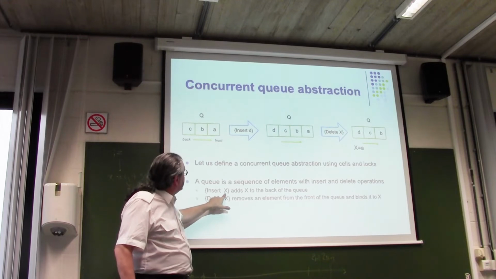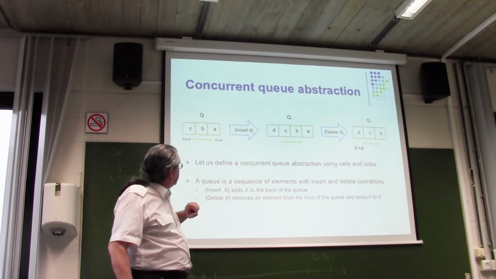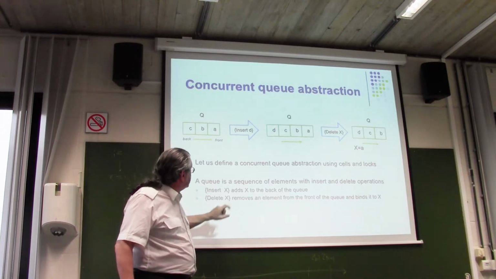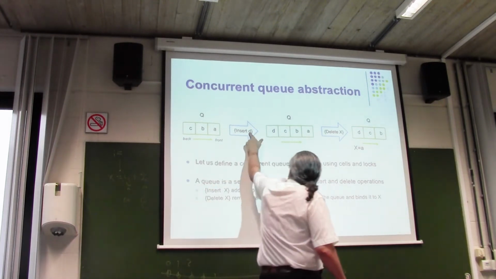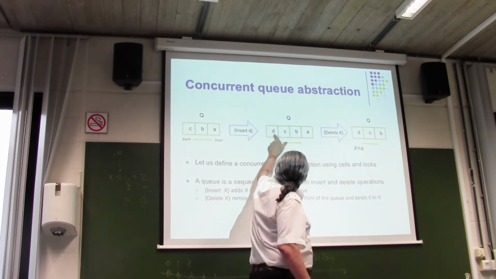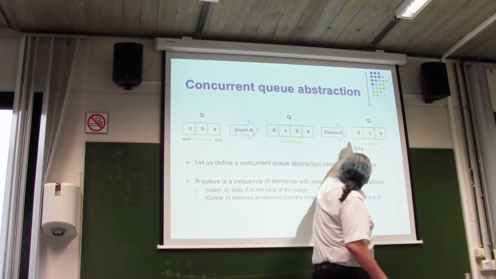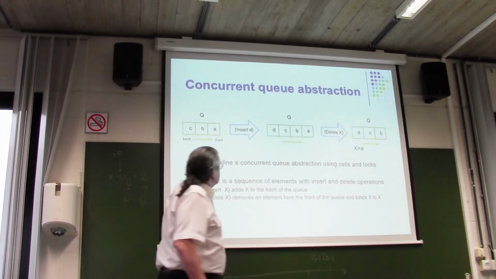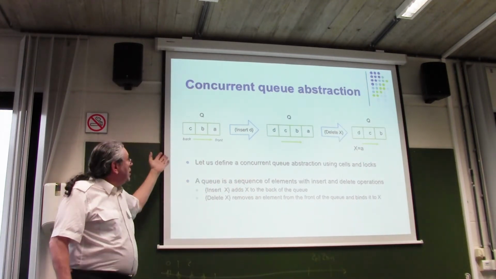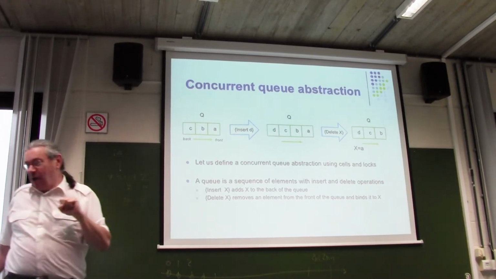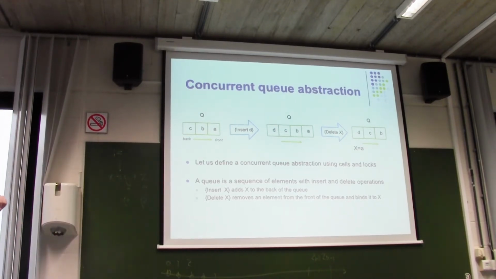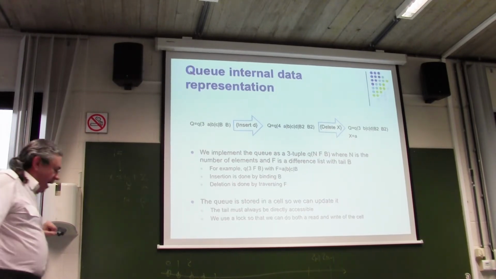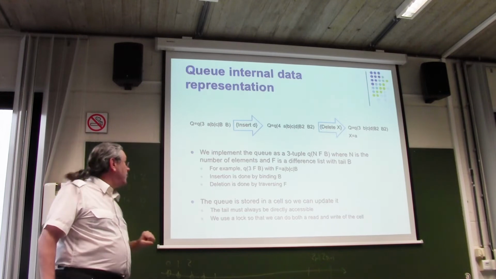So insert X adds X to the back, and delete X removes an element from the front and binds it to X. So X is an output. So the D here is added to the back, A, B, C, D, and delete X will remove the front, so X will be A. Okay, so that's very simple, right? But we want to make it concurrent now, okay? But I will first show you the implementation, the data, and this is the same as we saw before.